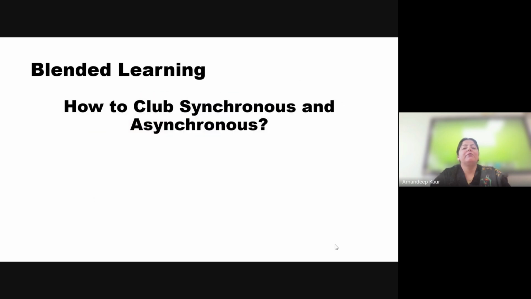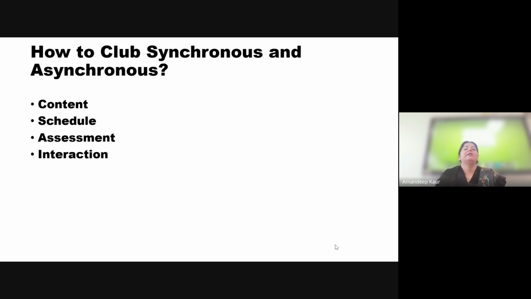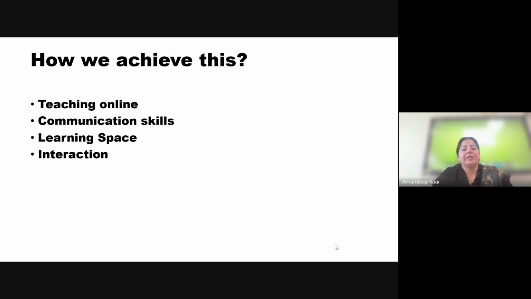In a blended mode of learning, there are certain parameters that as a teacher we need to understand. One is the content, another is the schedule of that particular program, how many assessments there are for the subject, and how you are going to create interaction. And how you are going to achieve this? It is the first capacity building. I'm talking about the skills that as a teacher we need to develop. The first skill that we need to develop is teaching online.